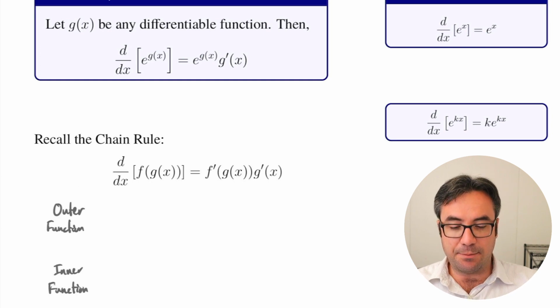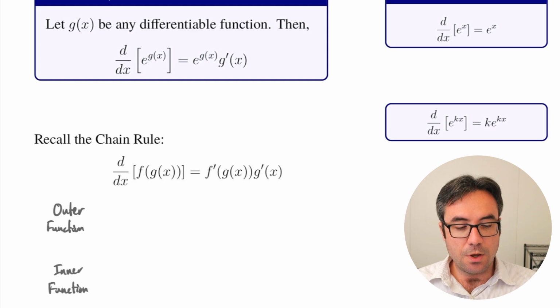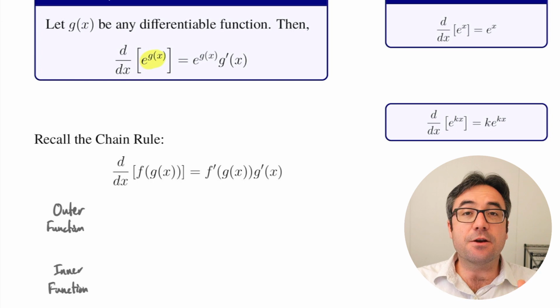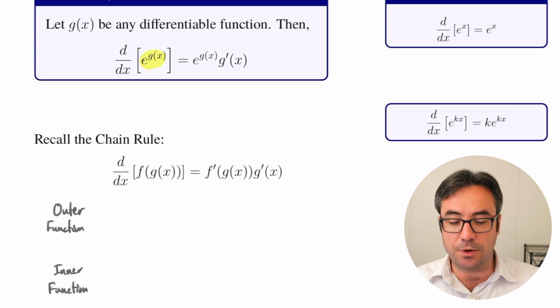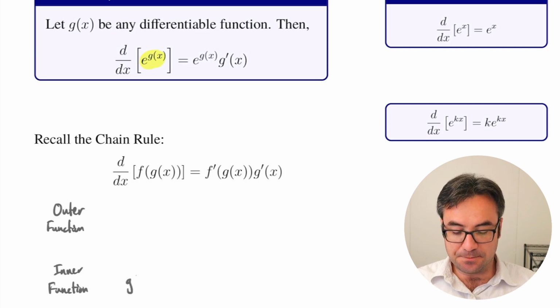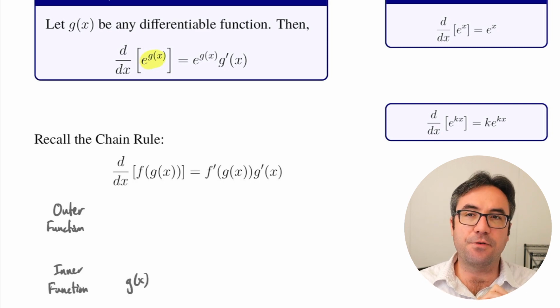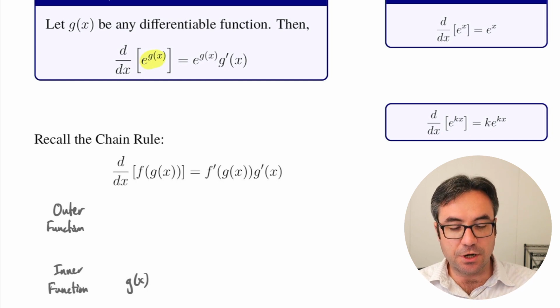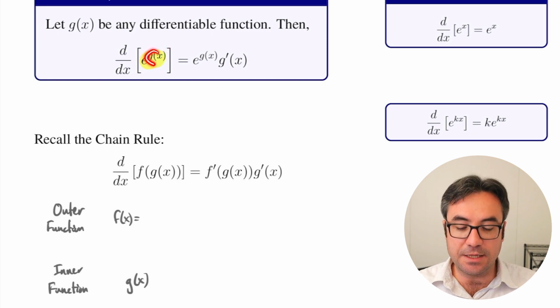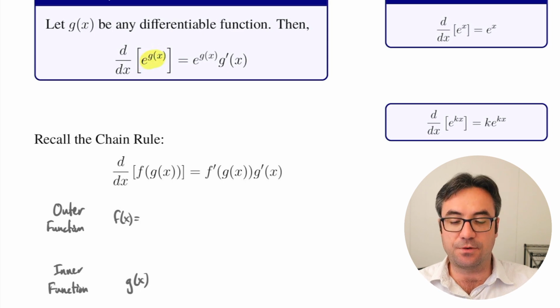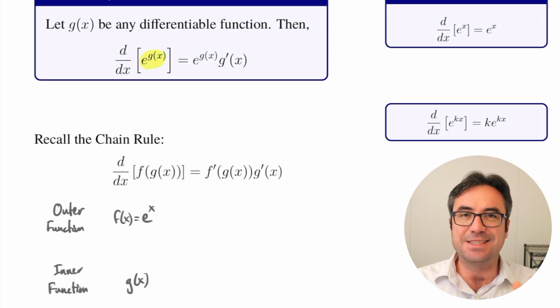So if we're looking at our composition here, e to the g of x, the inner function is all of the terms up there in the exponent. That's going to be g of x. And our outer function is going to be the exponential part. g of x is literally inside the exponent of the exponential function. So the exponential part is on the outside. It's the last thing that happens.